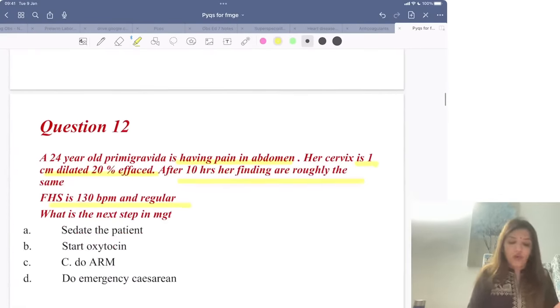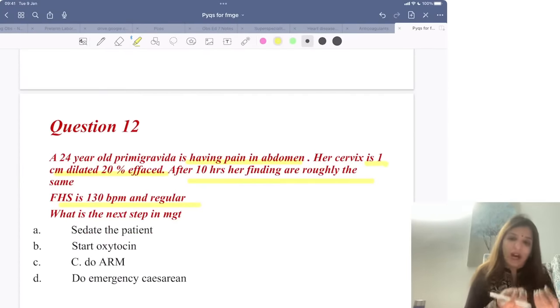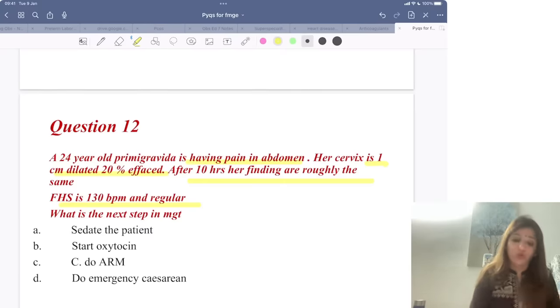Ab yahan pe your patient is just 1 centimeter dilated and 10 hours hi hue hain abhi, right? So, in this case mein hum kya karenge? Am I going to start oxytocin? Am I going to do ARM? Am I going to do cesarean section? No, I am going to sedate the patient.